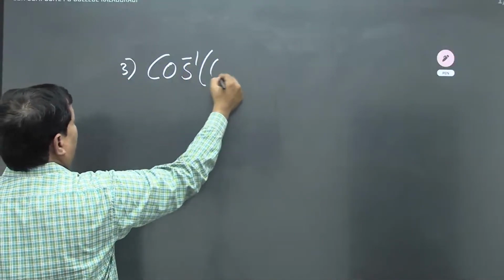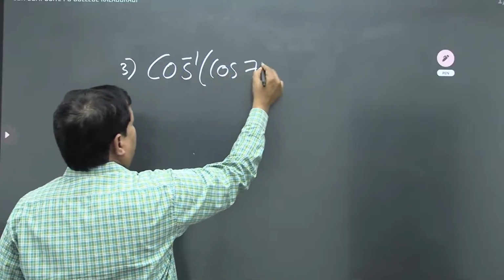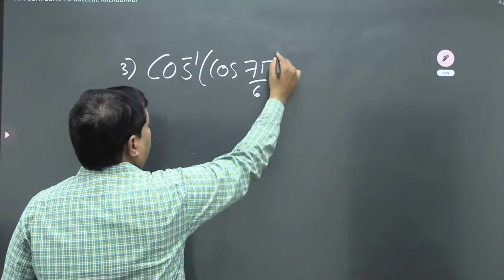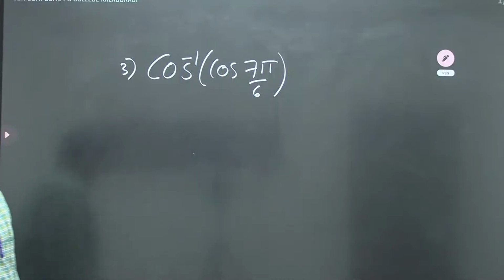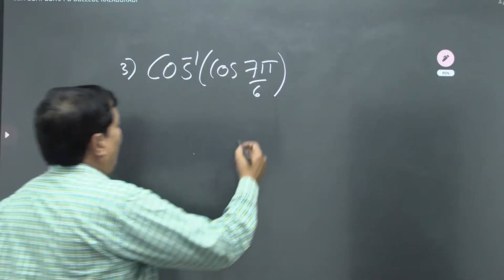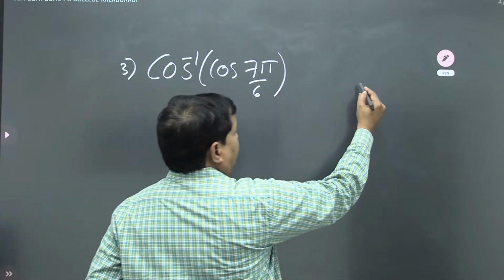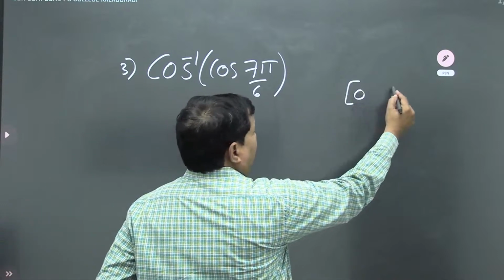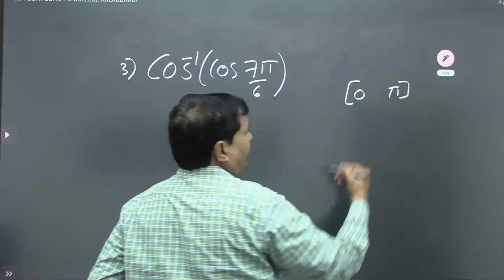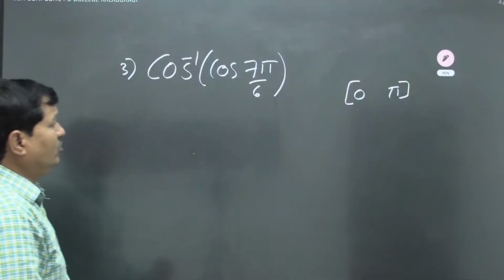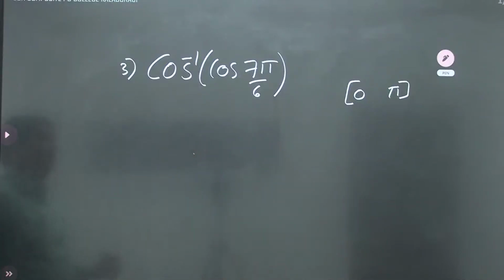Cos inverse of cos 7 pi by 6. So what is the range of cos inverse? Its value lies between 0 to pi. We already know that. In this interval only, cos exists, or it is invertible.